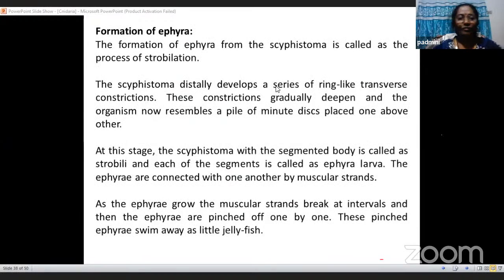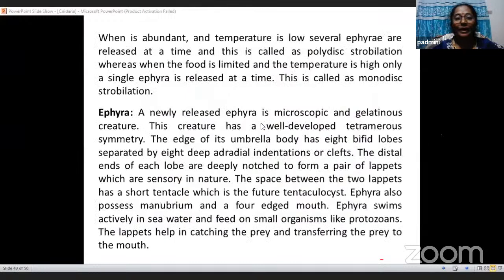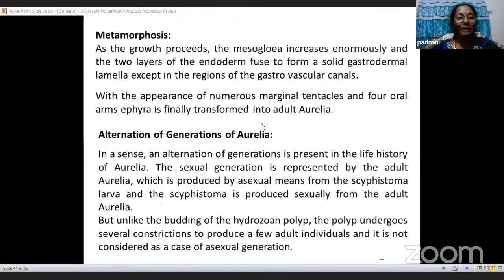So formation of ephyra also I've talked about, so I'm not going to go much into the detail over there. You can just go through that. So this is another picture of ephyra larva over there. And yeah, so metamorphosis. I want to talk a little bit about metamorphosis. As the growth proceeds, the mesoglea increases enormously, and the two layers of the endoderm fuse to form a solid gastrodermal lamella, except in the regions of the gastrovascular canals. And with the appearance of numerous marginal tentacles and oral arms, they form into an adult Aurelia.